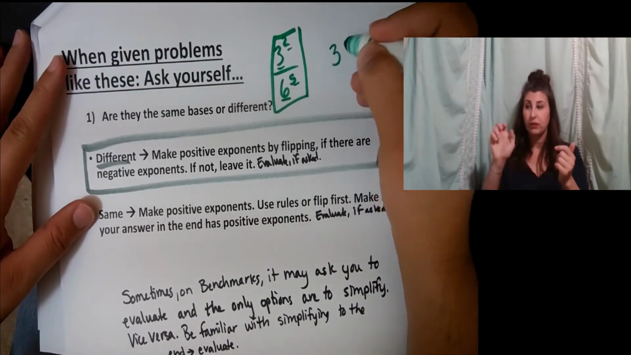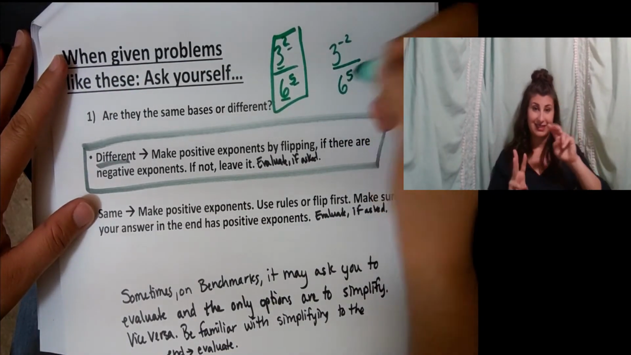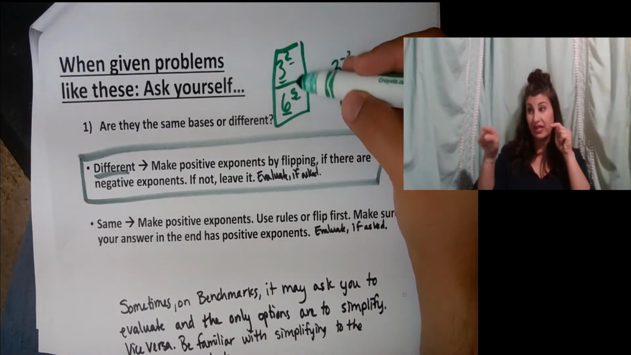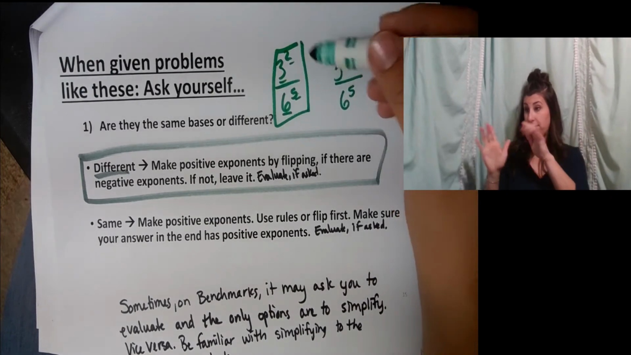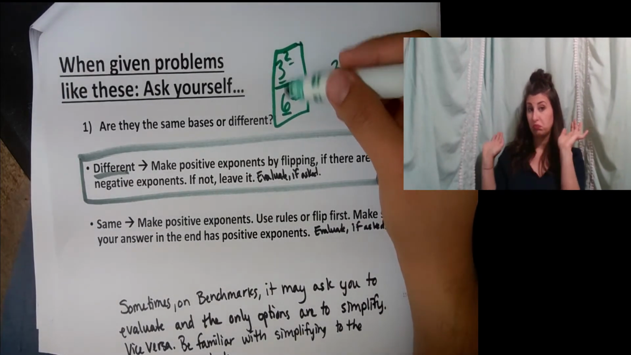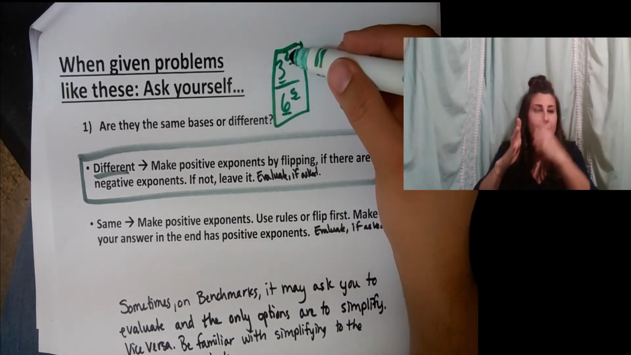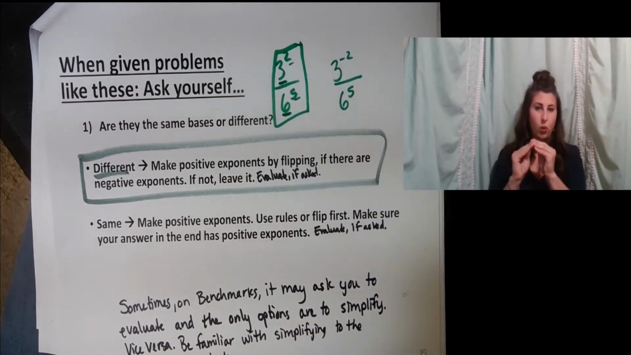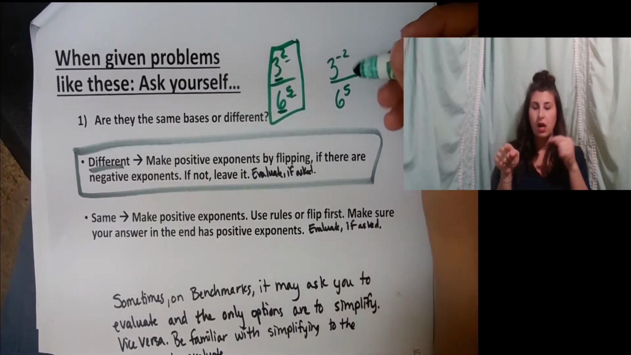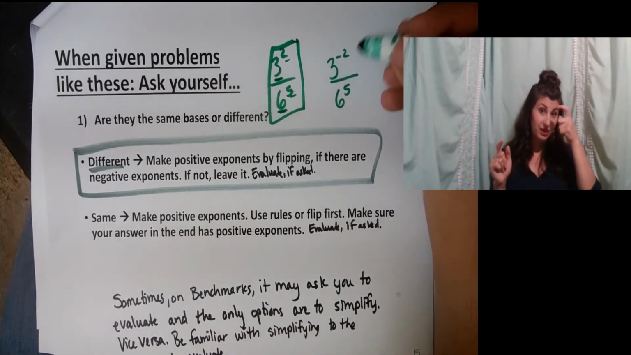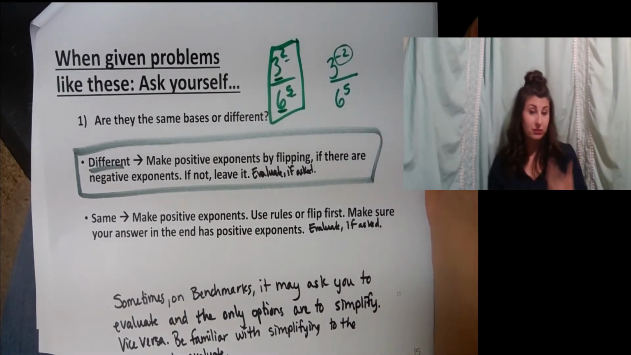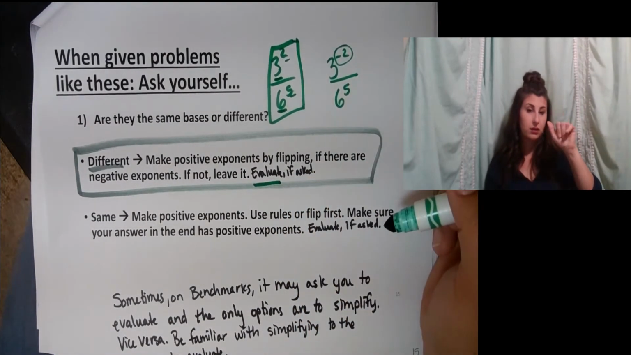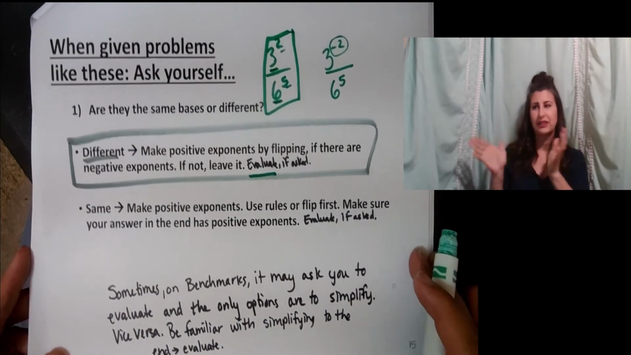For instance, if I have 3 to the negative 2nd over 6 to the 5th. All right, we're trying to make sure we have positive exponents. In this case, these two exponents were already positive, so it's already simplified. They're different bases. I can't subtract these. I can't say 2 minus 5 because this is a 3 and this is a 6. The bases are different. For this one, I would have to flip because there's a negative exponent, all right? And if I ask you to evaluate, then evaluate. But if I don't ask you to evaluate, then just keep it simplified.